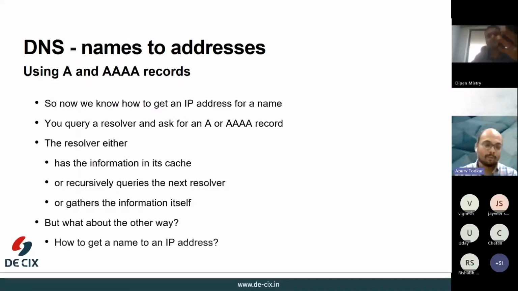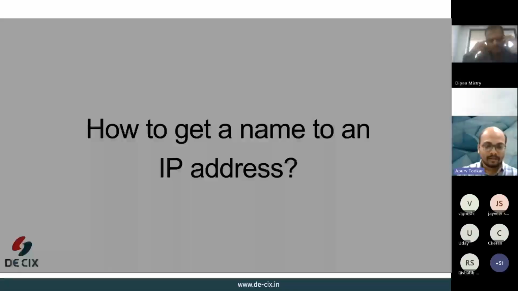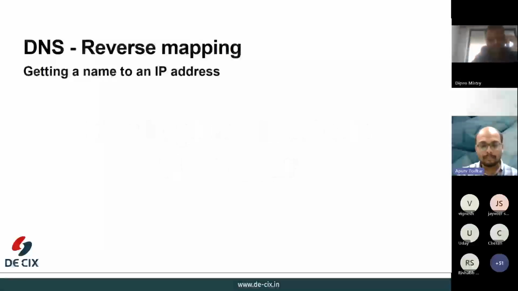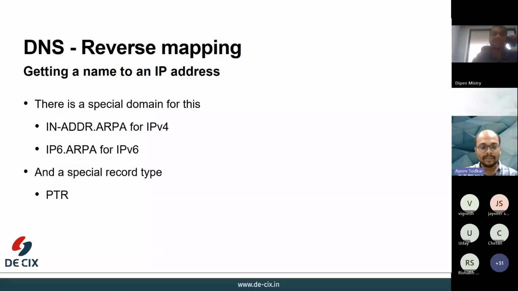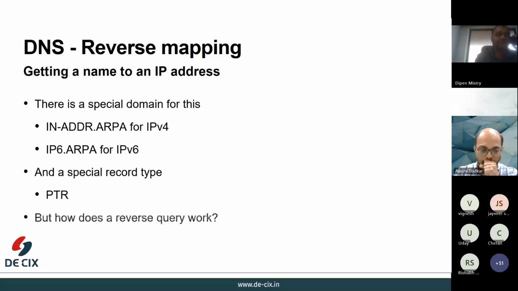But you might ask, what about the other way around? If I want to query an IP address and do a reverse lookup for a host name, that's when we look for a reverse mapping in the DNS. Reverse mapping is also there in the DNS, and special top level domains are defined for that: in-addr.arpa for IPv4 and ip6.arpa for IPv6. A special record type is used for this entry, called a PTR entry. So how does this reverse query actually work?